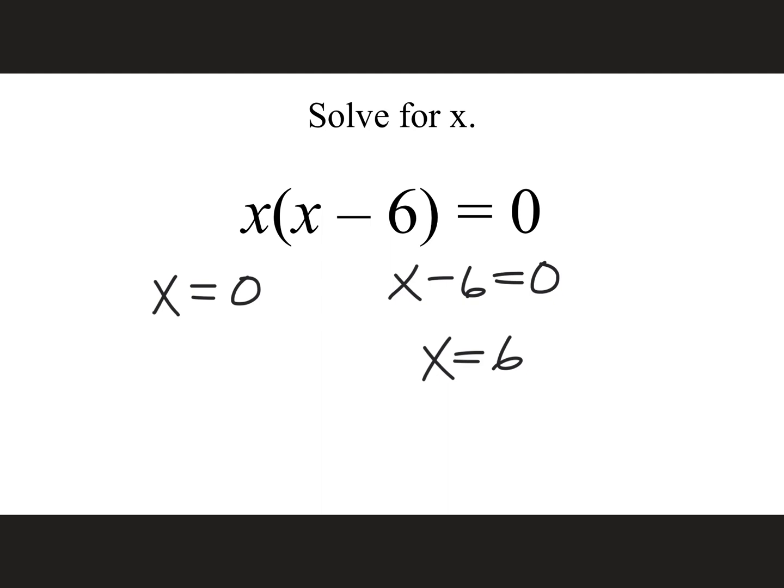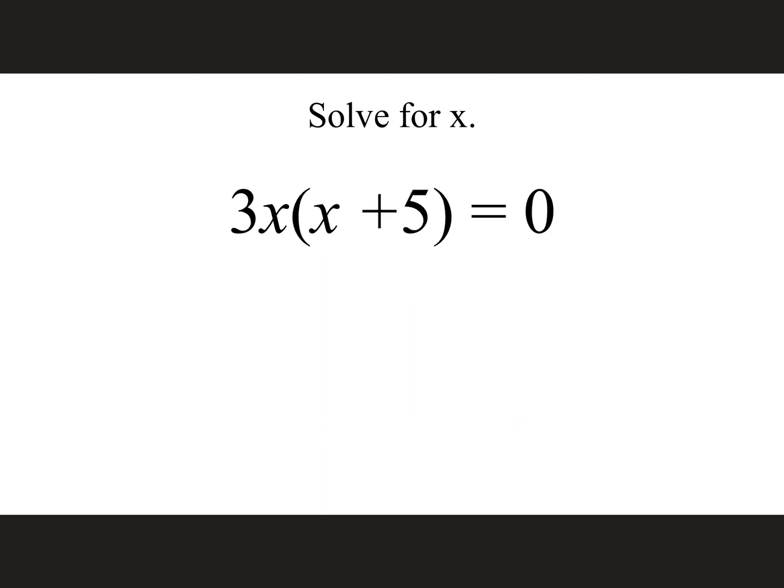And you can throw it back into the problem and try this out. What if x equals 0? Then I would put a 0 everywhere that I see an x, and I would have 0 times -6, which equals 0. So that proves that the 0 works. Or I can put the 6 in wherever I see x, and that's going to be 6 times 0, which also equals 0. So my 2 answers are either x equals 0 or x equals 6.